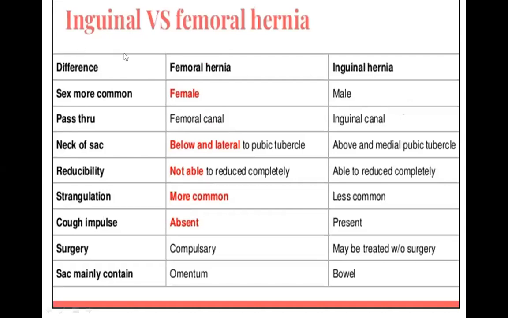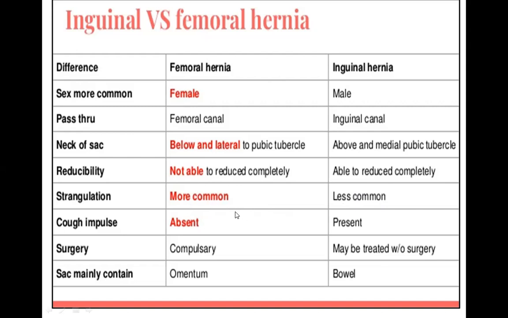Now we will see the differences between the inguinal and the femoral hernia. Femoral hernia is more common in females than males. Femoral hernia passes through the femoral canal, while the inguinal hernia passes through the inguinal canal. Neck of the sac of the femoral hernia lies below and lateral to the pubic tubercle, while the neck of the sac of the inguinal hernia lies above and medial to the pubic tubercle. Femoral hernia is not able to reduce completely, but inguinal hernia can be reduced completely.